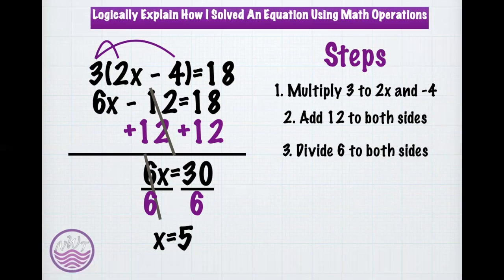And this also might look a little different, the steps. You can also say add 12 to both sides of the equation, divide 6 to both sides of the equation, divide 6 to 6 and 30. So there's going to be a lot of different ways you can say the same thing. So this is not the end all be all of how your steps might look. This is just an example.